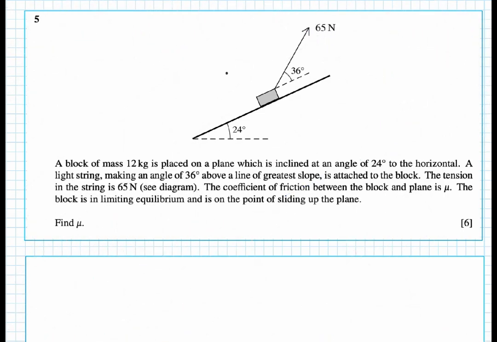A block of mass 12 kilograms is placed on a plane. It's inclined at an angle of 24, so let's put in our little forces here. We have an angle of 36 as well on the horizontal there, above a line of greatest slope. Tension 65, and we have to find mu, which is going down, is an opposing force. And I have all the details there basically.